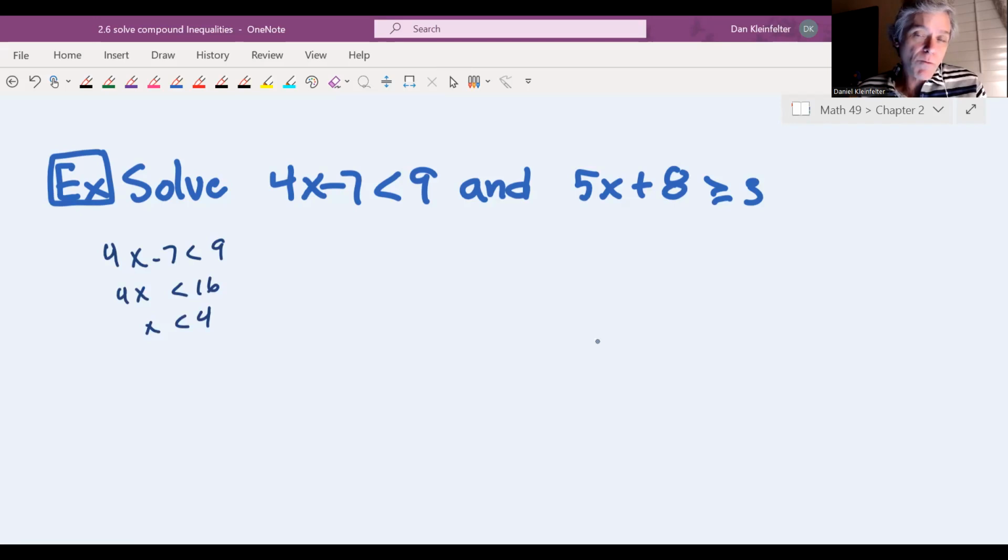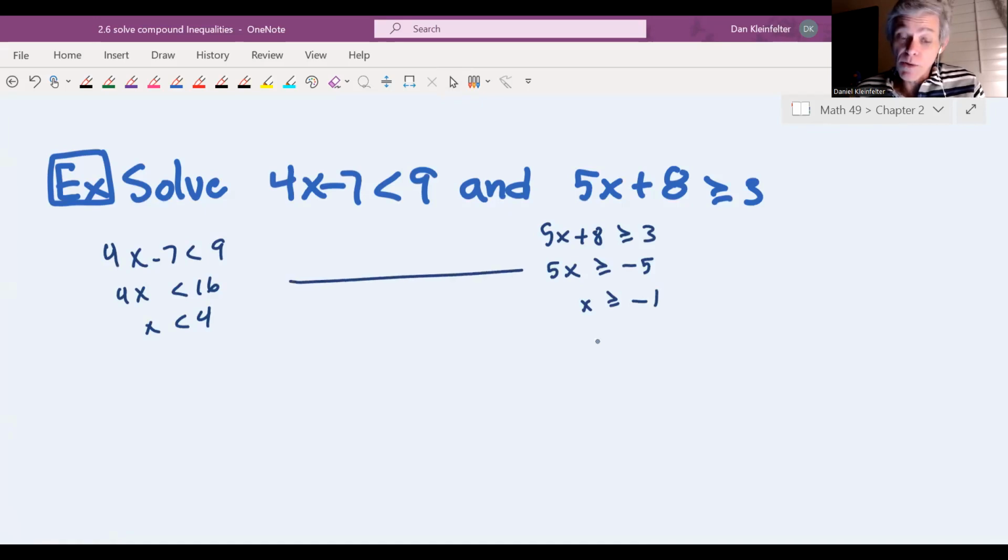Okay, so we've gotten that part, and we're just going to put that on hold for a moment. Now we're going to solve the 5x plus 8 is greater than or equal to 3 inequality. Subtracting 8 from both sides, we'll have 5x is greater than or equal to negative 5. Dividing through by 5, we'll have x is greater than or equal to negative 1. And so we need to figure out what x values meet both of those requirements. Again, this one has an and in it, so we want the x's to satisfy the first one and the second one. So x is less than 4.